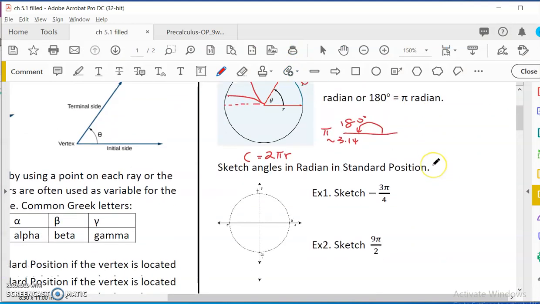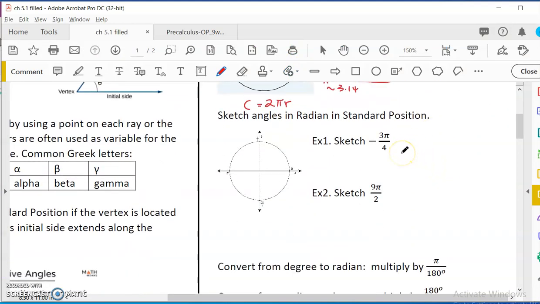Okay, sketch negative 3 pi over 4. Where is 3 pi over 4? 3 pi over 4 is here, right? But negative means go the other way, so sketch it over here like this. Negative 3 pi over 4, that's my terminal side.